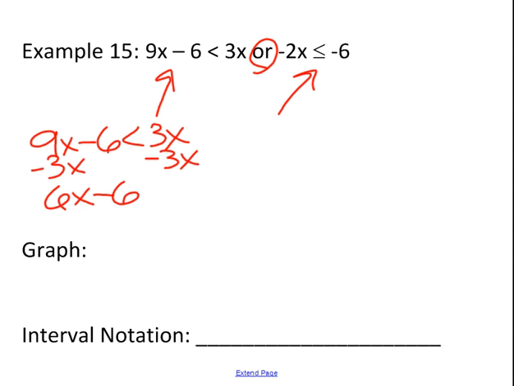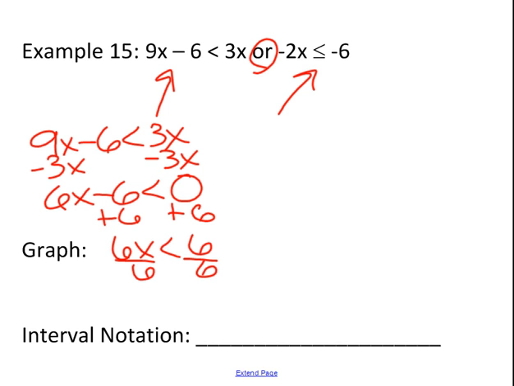Now, what do we have on the right-hand side? I have 3x, subtract 3x. That's a 0. If nothing is left on the right-hand side, you have to put the 0. This is not a case where you can ignore the 0. You got to put the 0 there. Add 6 and divide by 6. I'm dividing by positive. I do not have to flip.